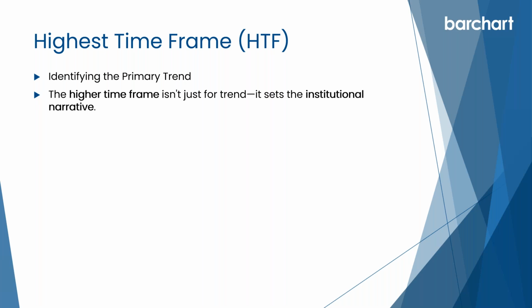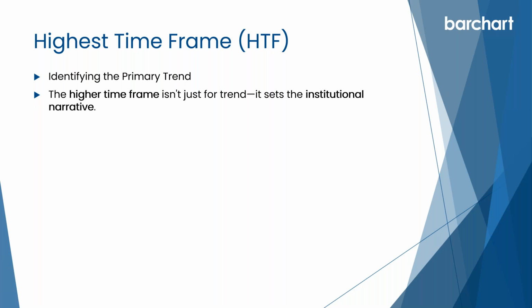So the higher time frame isn't just all about trend, it's also about that institutional narrative, the path of least resistance. Where is price? Is it near support or resistance, or is it in the middle of the range? Is price at risk, or is there room to run? Think about it in terms of probability, or should I say more likely, where would institutionals, or if I was an institutional trader, where would I buy?